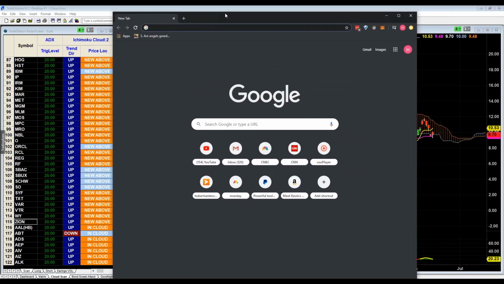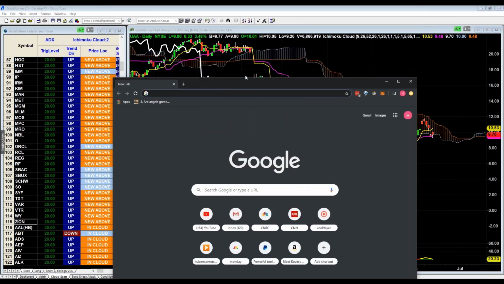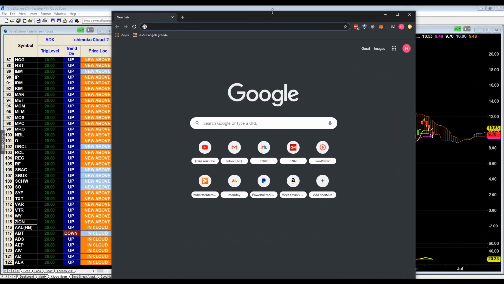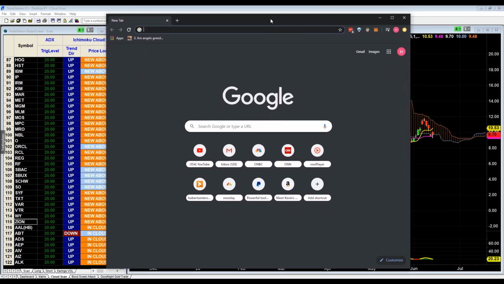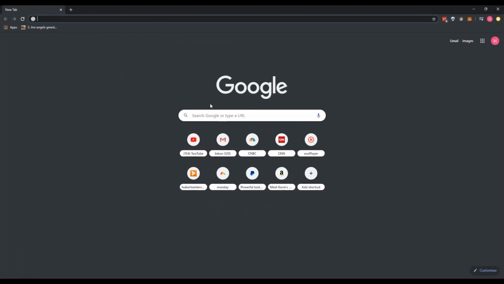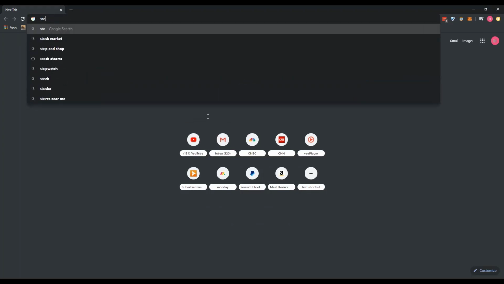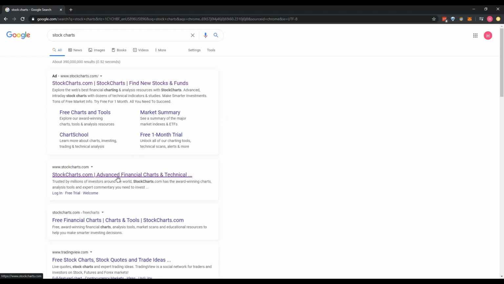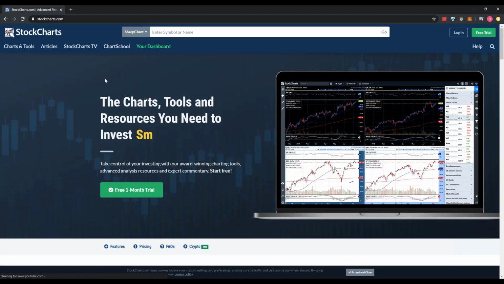If you don't have TradeStation or Thinkorswim, which have a really good scanning package that makes it easy to do this stuff, not everyone's going to have that. So what you can do is go to this company. This is free, but they're going to add you to death: stockcharts.com. I'm going to go through this fairly quickly.